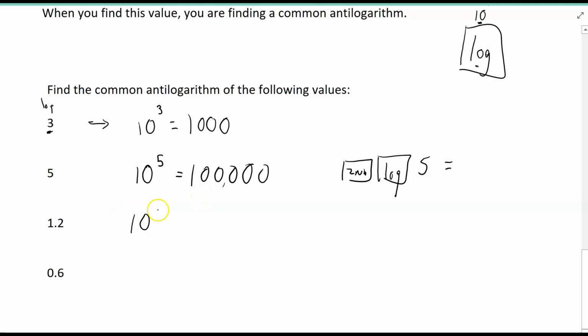10 to the power of 1.2 will be between 10 and 100. So second function log 1.2 gives 15.849. I round it to 3 decimal places. And 10 to the power of 0.6: second function log 0.6 gives 3.981.